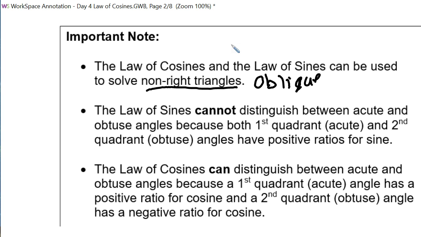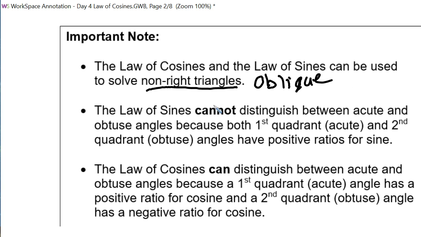Second bullet says that the law of sines cannot distinguish between acute and obtuse angles because both first quadrant and second quadrant angles have positive ratios for sine. Now we'll be talking about this in our next unit next week, which is Unit 5, where we're talking about the unit circle. So if you don't understand all of this, that's perfectly fine. But they're talking about if you have an acute angle in quadrant 1. So here's my angle in quadrant 1. Notice it's less than 90 degrees.